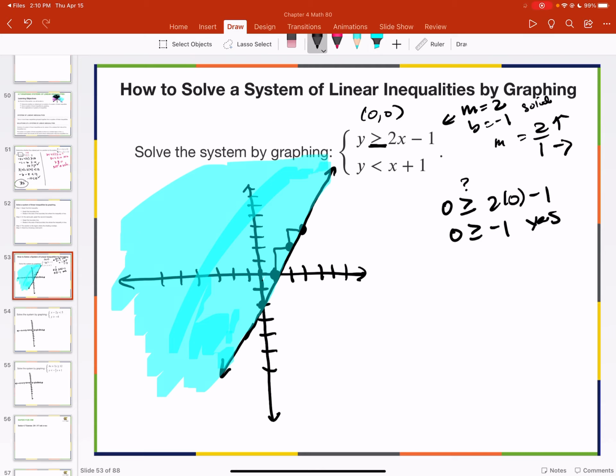Okay, so let's do the next one. So this one again, the line is y equals 2x minus 1, but the entire inequality is greater than or equal to. So that's the blue part. Okay, let's do the next one.